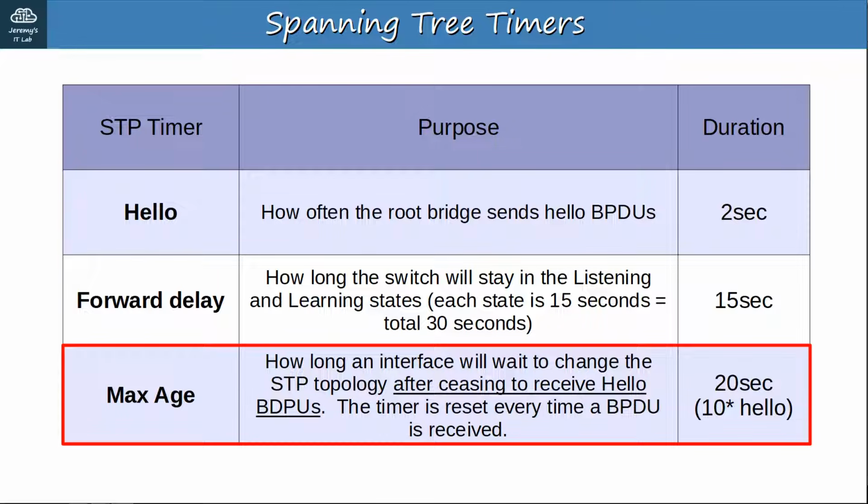Then the final timer, one I haven't told you about yet, is the max age timer. This timer indicates how long an interface will wait to change the spanning tree topology after ceasing to receive BPDUs. So this will need some more explanation.